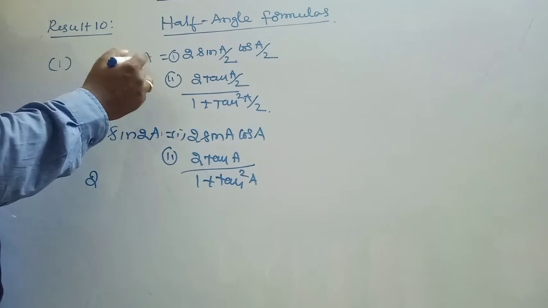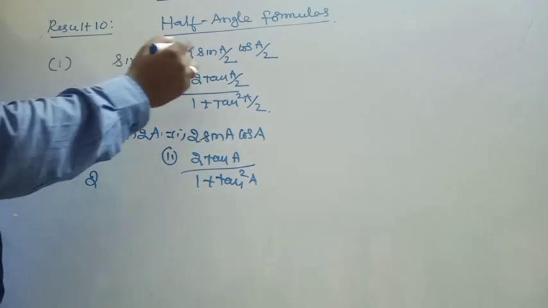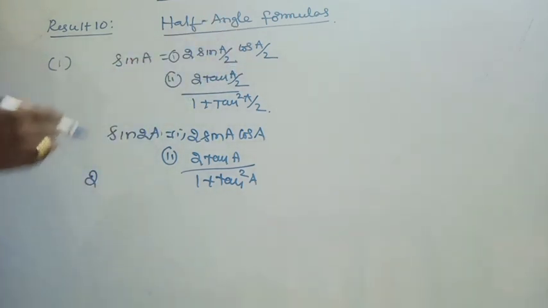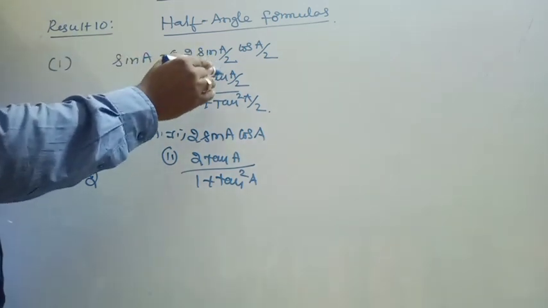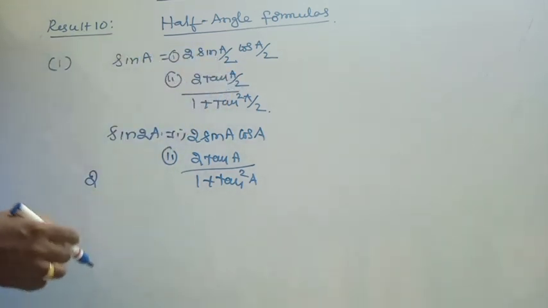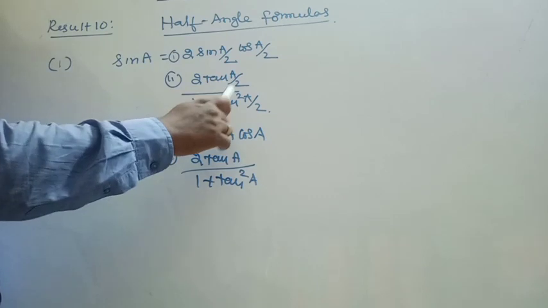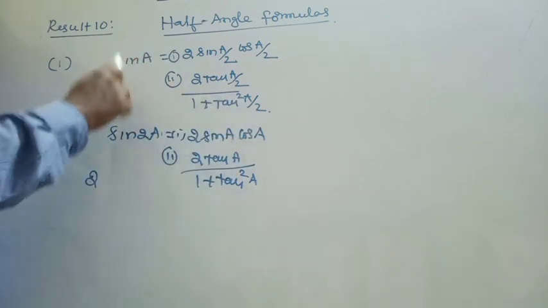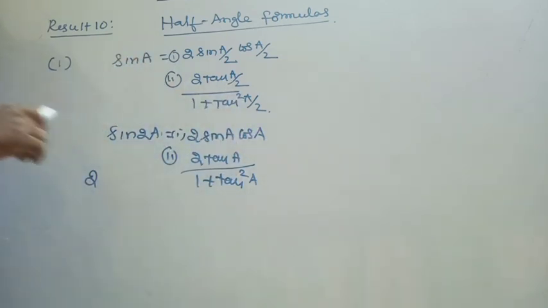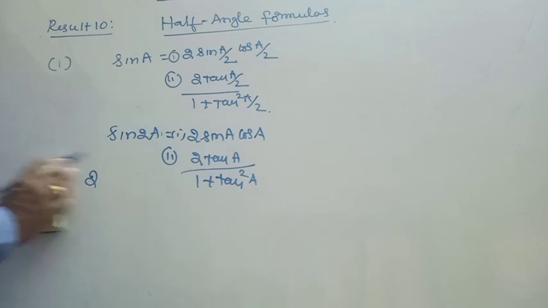Now sin 2A equals 2 sin A cos A, so sin A equals 2 sin A by 2 cos A by 2. And the second formula is 2 tan A by 2 by 1 plus tan square A by 2. Wherever A is there, you replace it by A by 2. Wherever 2A is there, you replace it by A. That is why it is named the half angle formula. Like that, the other formulas we are also going to get.